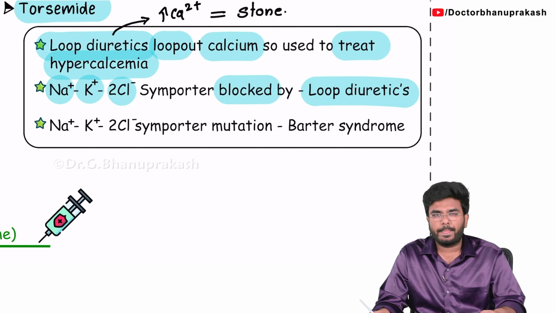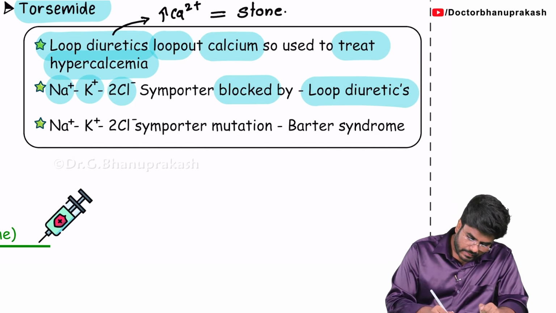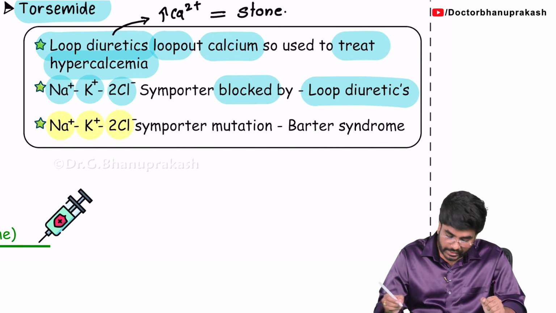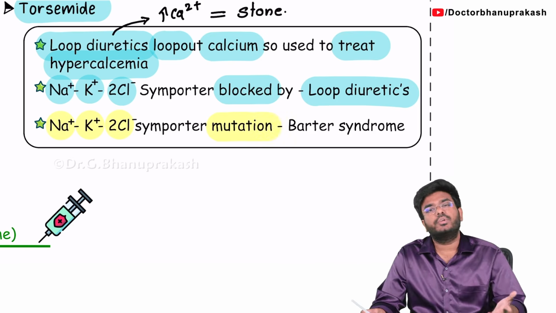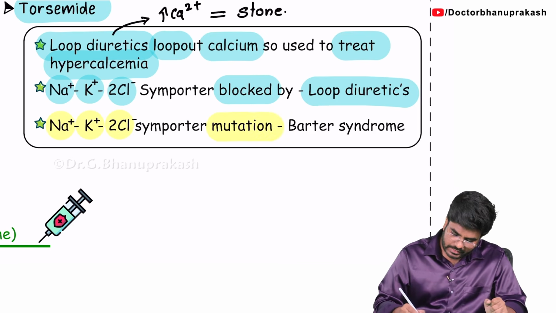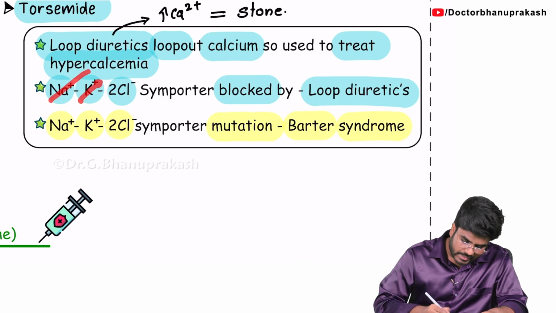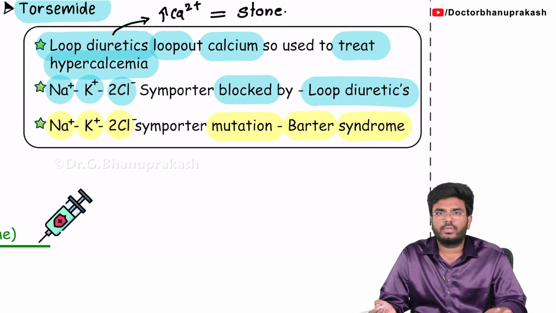Next, you already know this: loop diuretics block which transporter? NKCC. Next, what if the same NKCC transporter is mutated from birth itself? Now it's not blocked, it's mutated, meaning it's not functioning from birth itself. Then it is going to cause a disease called Bartter syndrome. So what I'm trying to say is, it's the same transporter, but different conditions.